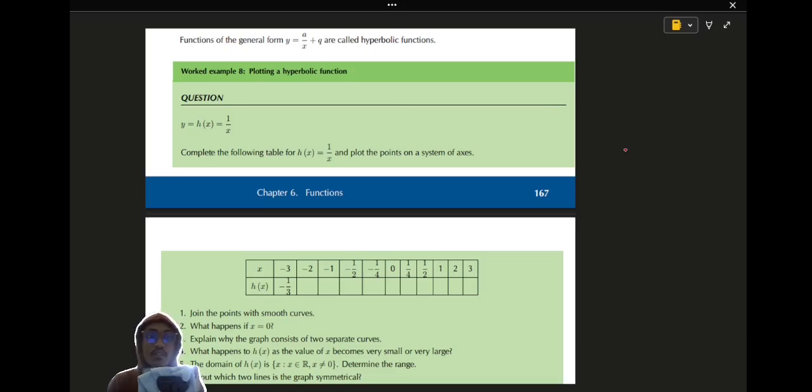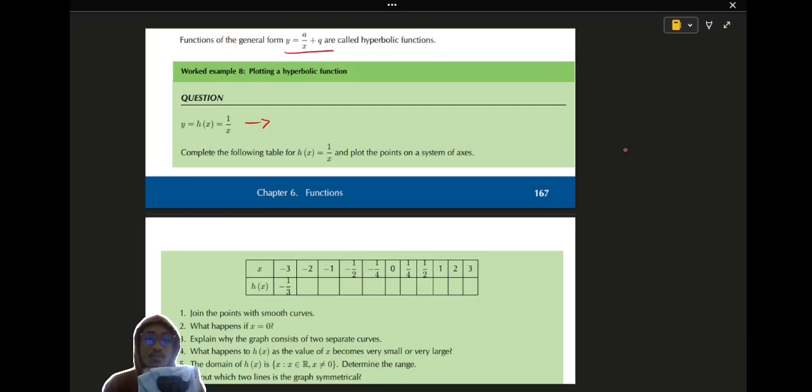So now we have this function, because this is the function that we've been working with, so 1 over x, and we are told that the general form is a over x plus q, just like we said. So this is the one that we were working with. We want to see if we can answer this question, right? So complete the following table for h of x is equal to 1 over x and plot the points.